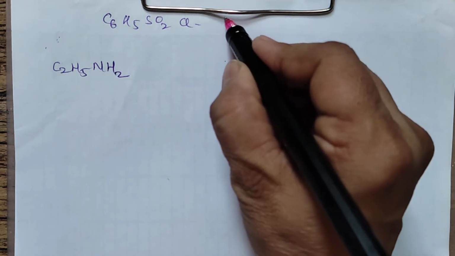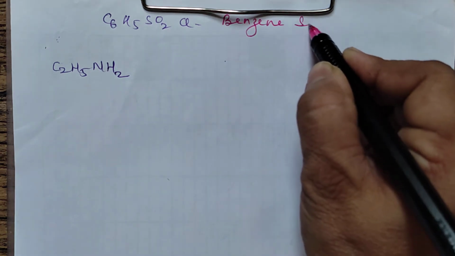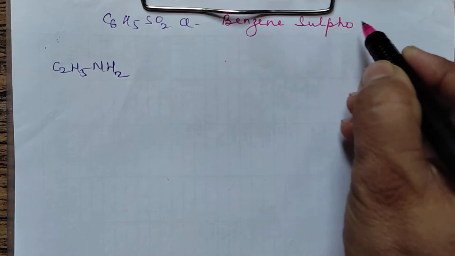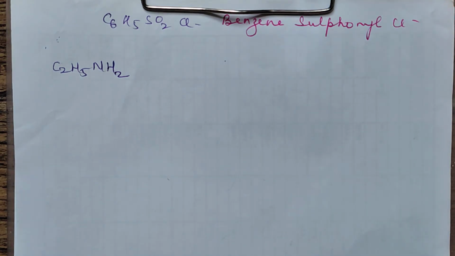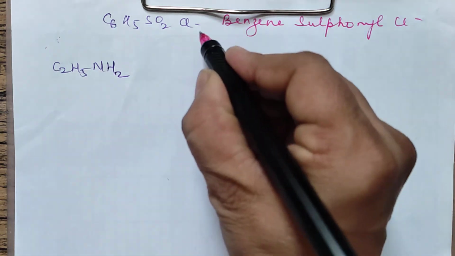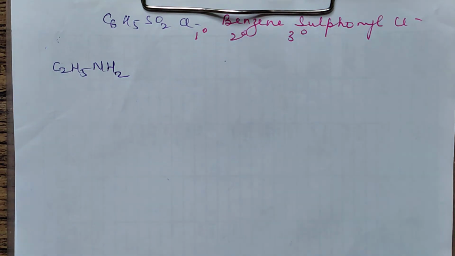Now let's consider the next one, that is C6H5SO2Cl. The name is benzene sulfonyl chloride. Now how will this react? This is a very, very important test. You will use it to distinguish between 1 degree, 2 degree, and 3 degree amines. How you will use it, that I am explaining.